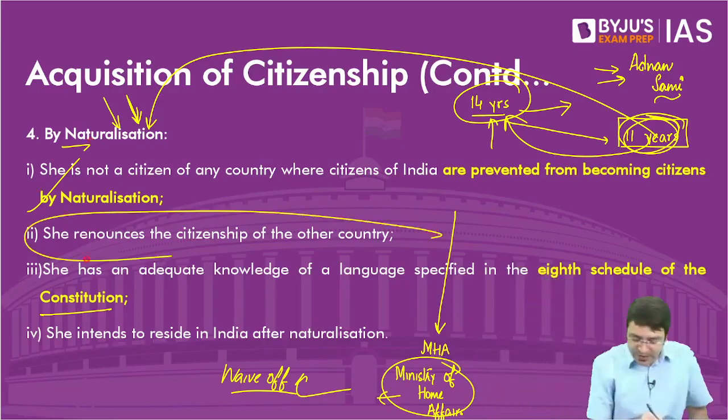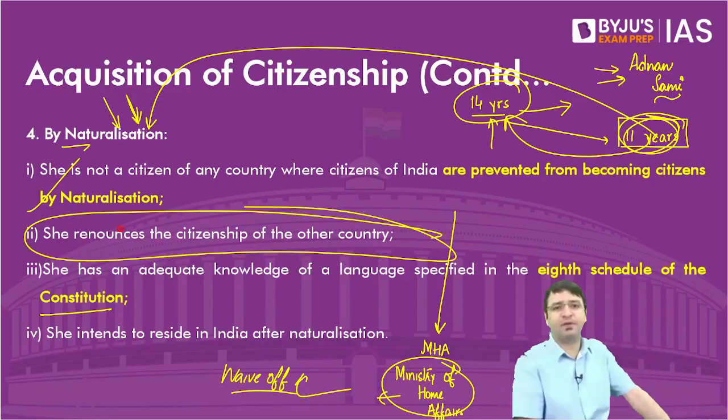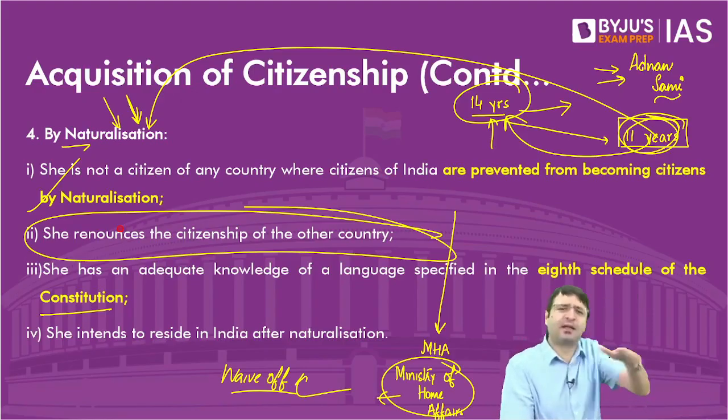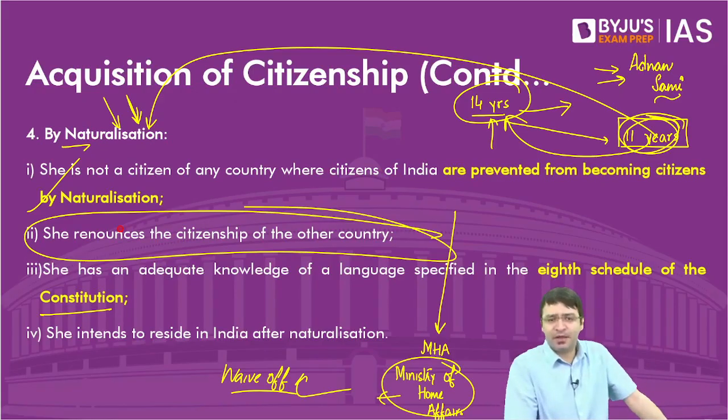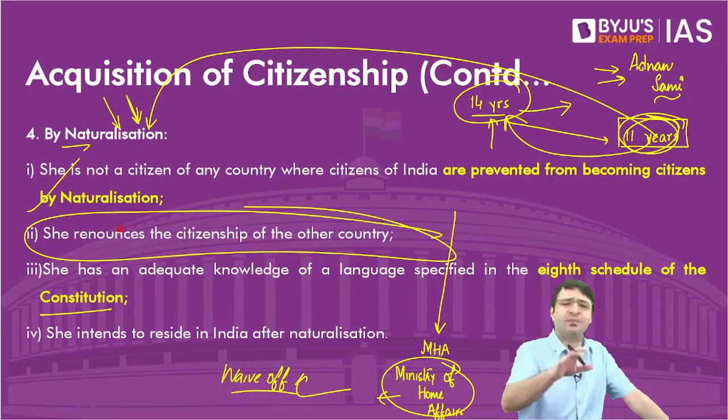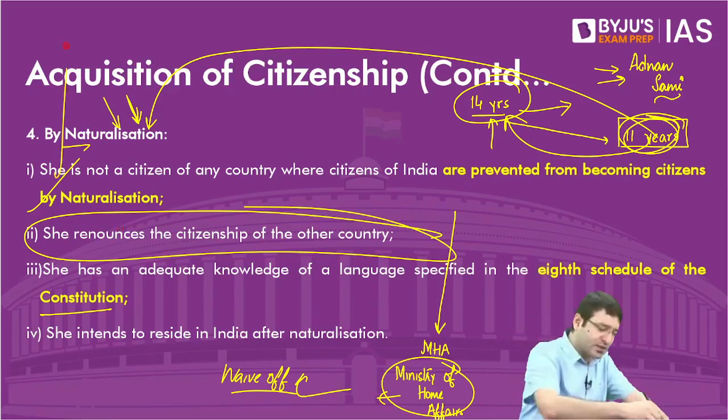You have to give up the citizenship of your previous country. You cannot be a dual citizenship holder. Apart from this, any other criteria can be waived off. In the sense, you are not residing in India for 14 years, doesn't matter. You can still become an Indian citizen through naturalization.